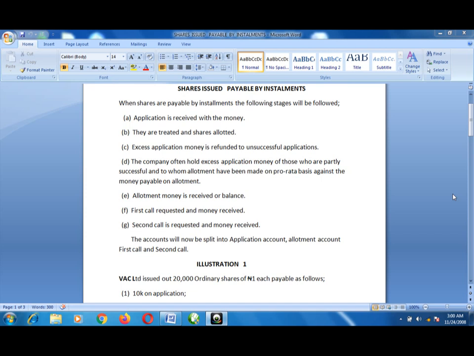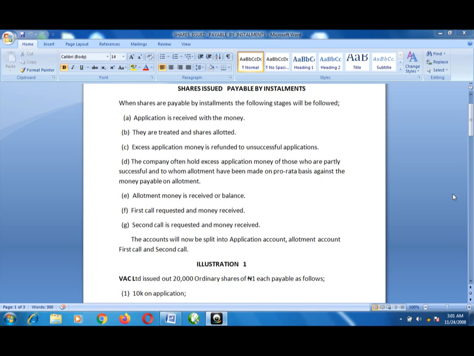And the second call, that is after you have paid the first call, whenever the company needs money, they will call for the second call to pay the money again. If the issue price of the share at par value is 20 naira, they will do the adjustment. Maybe for the first call, they will ask you to pay only 5 naira, and for the second call, they ask you to pay 10 naira, and for the last call, they will ask you to pay 5 naira. That is 5 naira multiplied by the number of ordinary shares issued, and 10 naira multiplied by the number of ordinary shares issued. That's how they will make up the whole price of the share, that is the 20 naira.